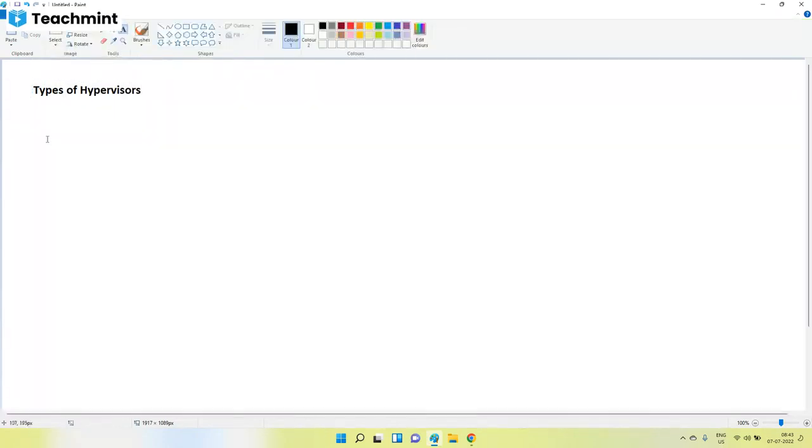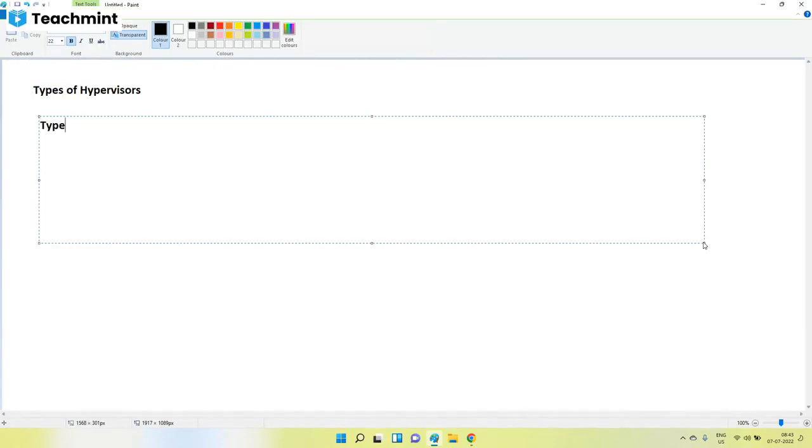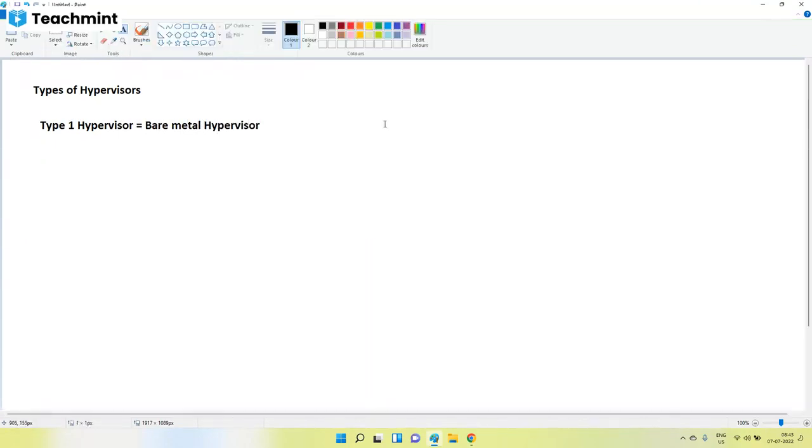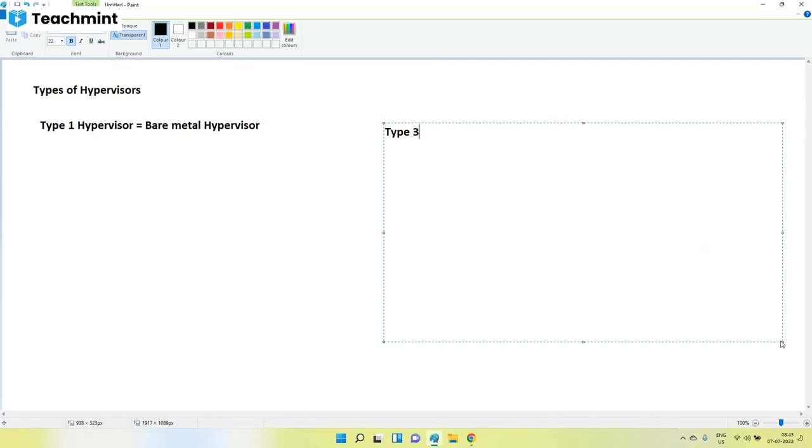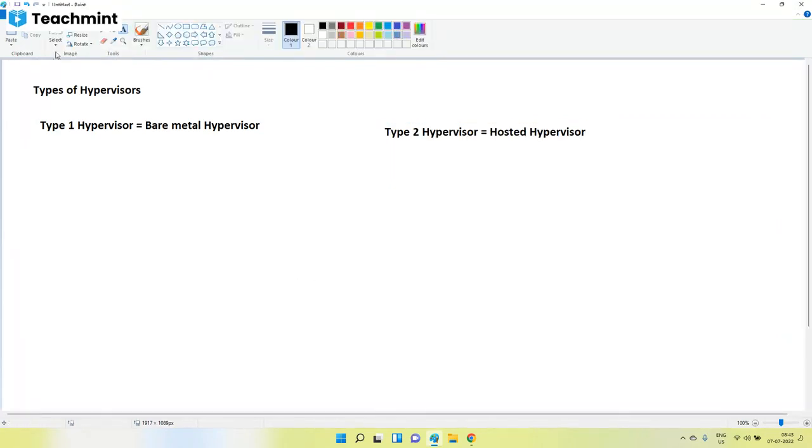Types of hypervisors. Type 1 hypervisor, called bare metal hypervisor as well. Type 2 hypervisor, called hosted hypervisor. 2 types of hypervisors, type 1 and type 2. From an interview point of view it's very important, and just for your knowledge as well, we'll see the difference.